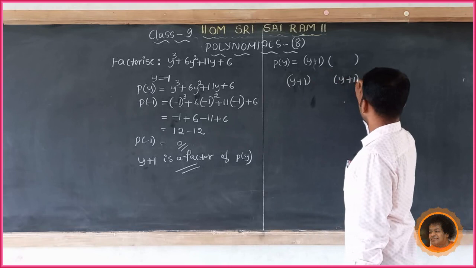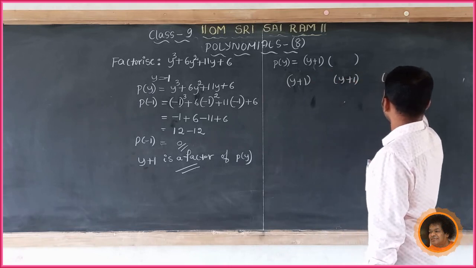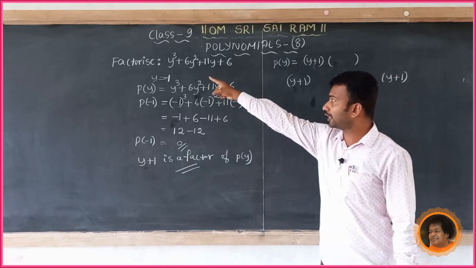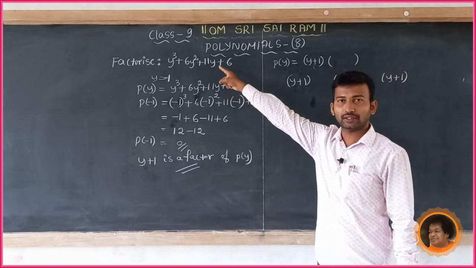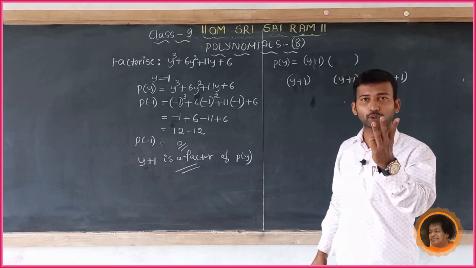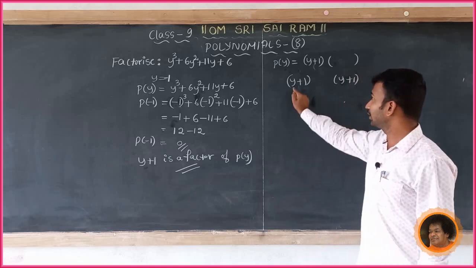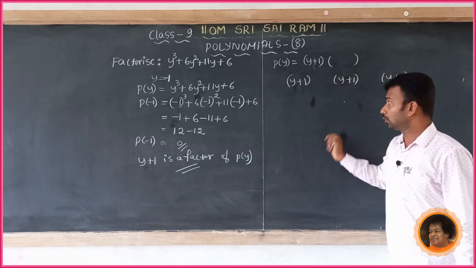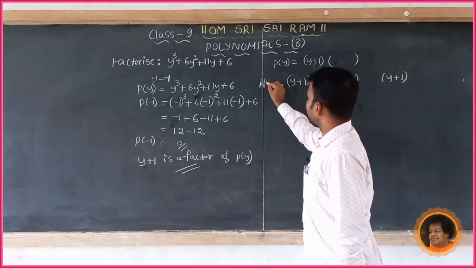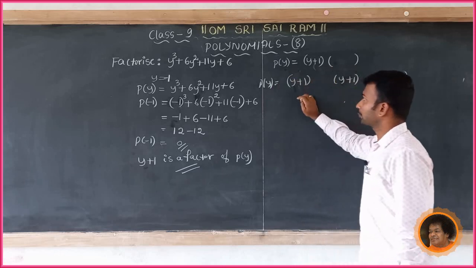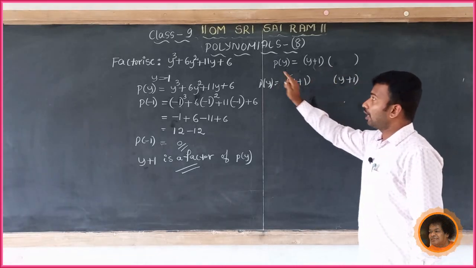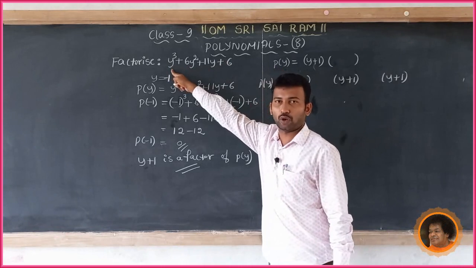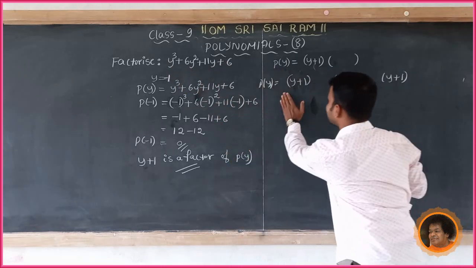3 times in a row. Why 3 times? Because the polynomial is a cubic polynomial. There are 3 roots for a cubic polynomial. So we have written y plus 1 three times in a row. Now, p of y is equal to y cube. This is the first term of this cubic polynomial.